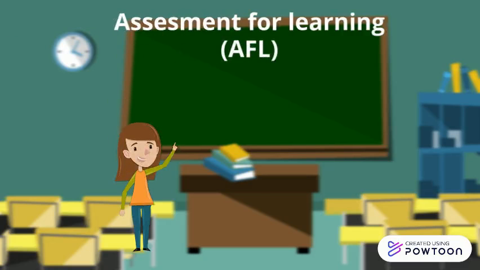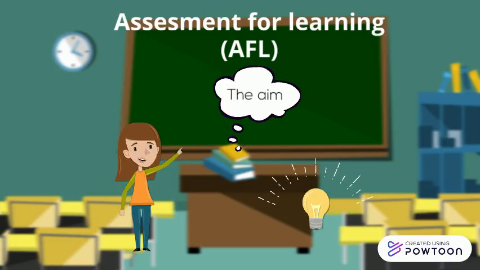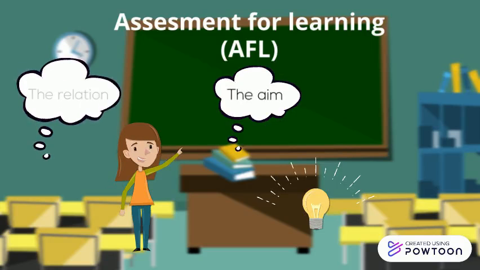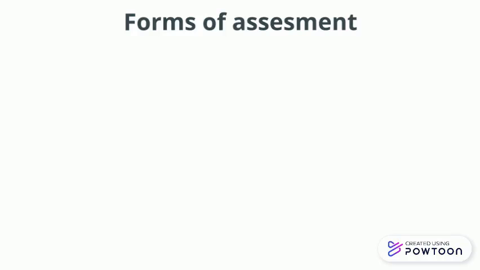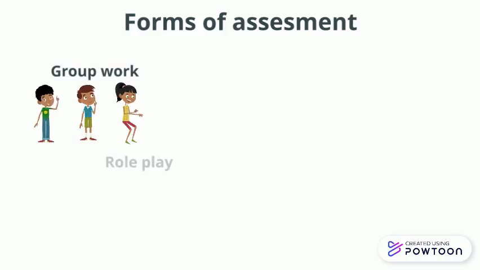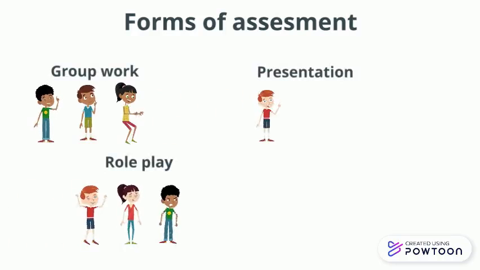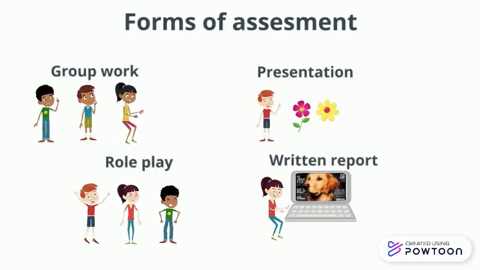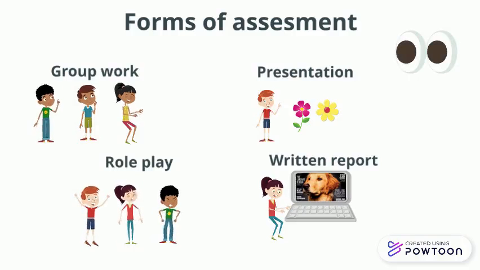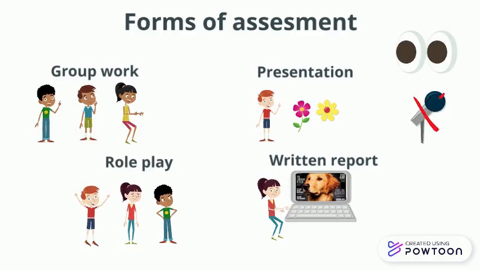We are going to apply the Assessment for Learning, AFL, to raise a learner's achievement rather than simply measure it. Our pupils will improve if they understand the aim of their learning, where they are in relation to this aim, and how they can achieve it. Assessment for learning can involve a wide variety of techniques, such as group work, a role play, a presentation, or a written report. Using a range of assessment allows learners to work with visual support, and this gives them the opportunity to show their understanding in many different ways, not always involving language.